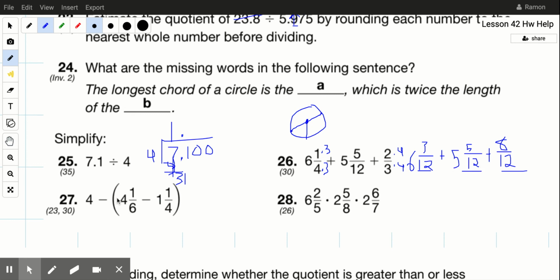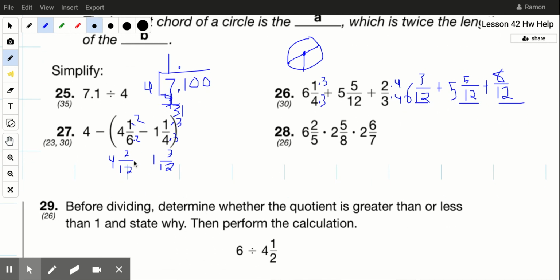For 27, again, we need to turn everything into an improper fraction. So that's going to be 25 over 6, but first it needs to be common denominators since we're subtracting them. Common denominator is 12, so we're going to multiply both of these by 3 and both of these by 2. So we have 2/12, well, 4 and 2/12, and 1 and 3/12.